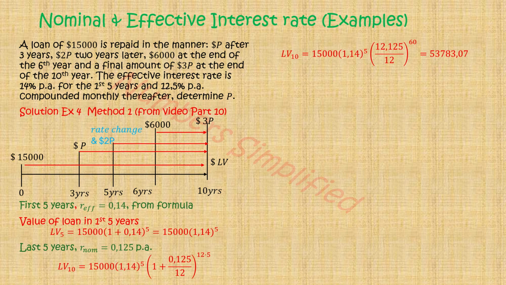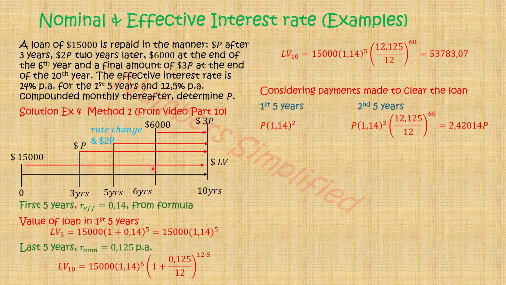Right, so we know that additionally, there were payments that were made in order to clear the loan. So we consider the payments made. We know that in the first 5 years, there were 3 payments that were made. Let's look at the first, or rather 2 payments that were made. Let's look at the first one. The first payment was P dollars. Now the P dollars was made in the 3rd year, implying that using the effective interest rate, that particular payment is going to accrue some interest for only 2 years in the first 5 years.